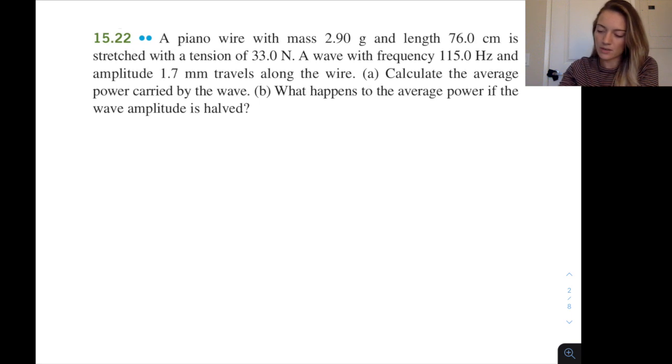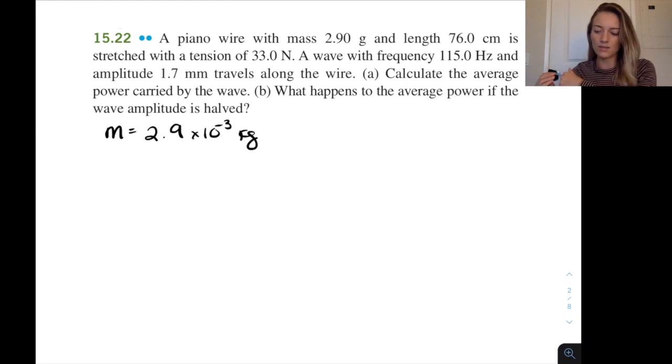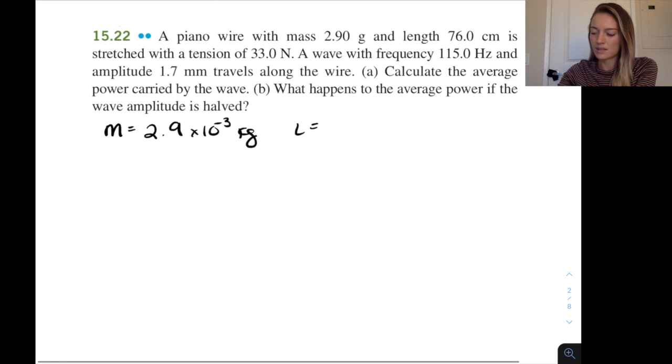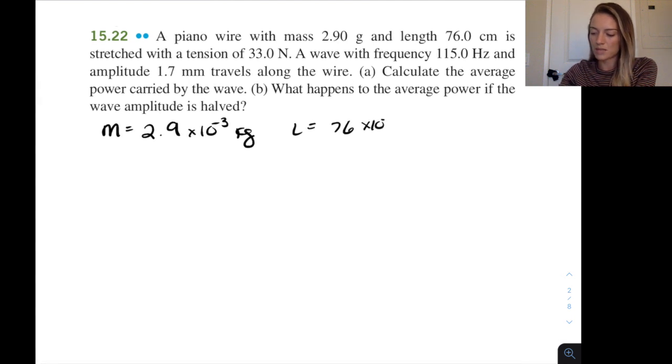So let's write down all of our things that we have. So we have the mass is 2.9 times 10 to the negative 3 kilograms. I highly recommend when you're doing problems to just immediately write down everything that you're given and also immediately switch them into standard units so that you don't make any unit errors. Okay, and then the length we were given was 76 times 10 to the negative 2 meters.